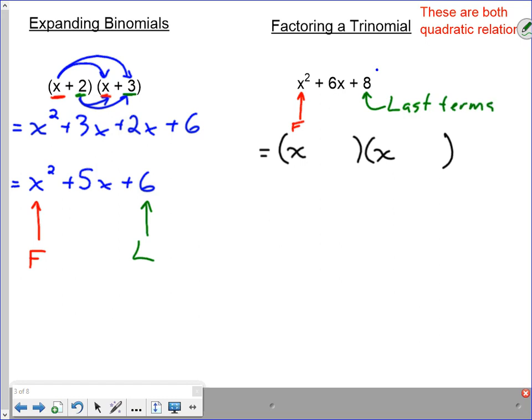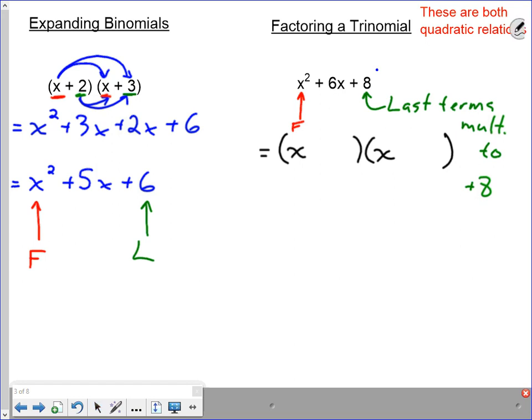I'll say multiply to 8. Okay, so we now can start trying to guess what these last two numbers are going to be. They could be something like, well, let's see, what numbers multiply to 8?